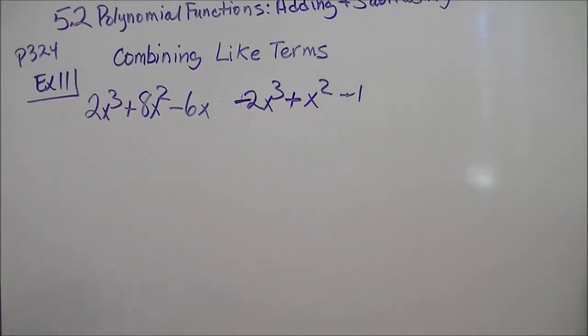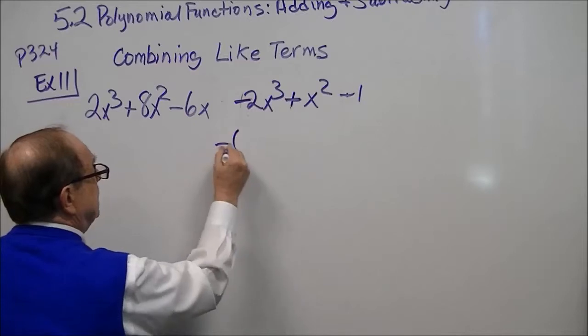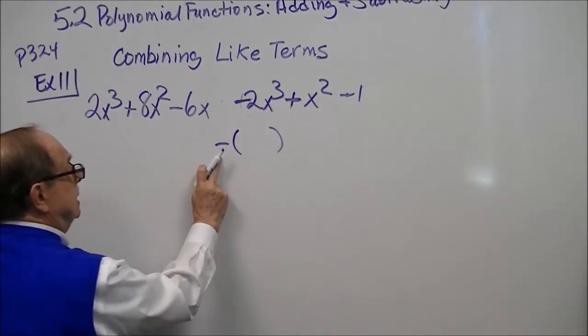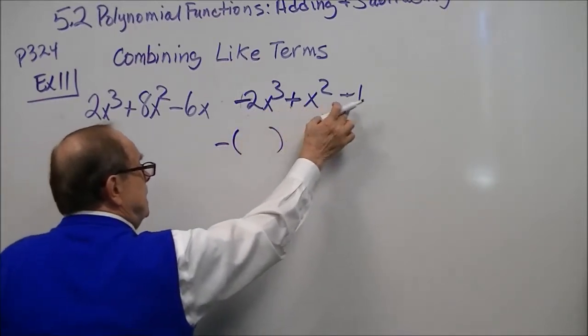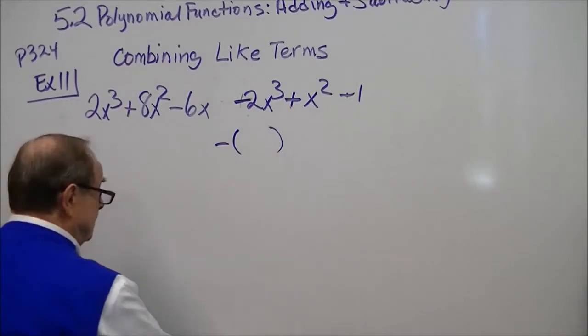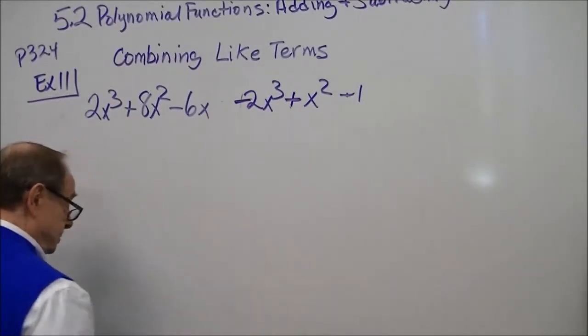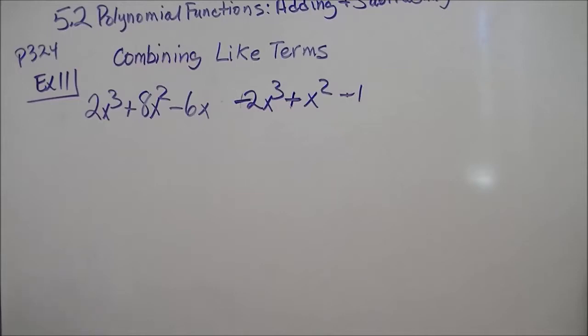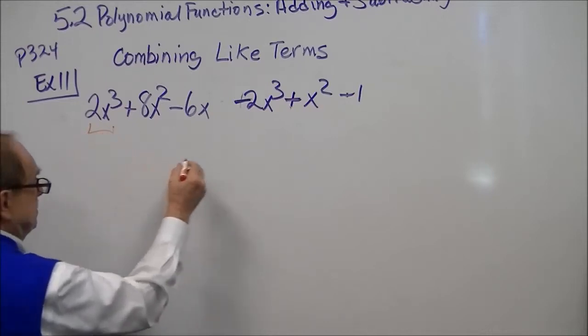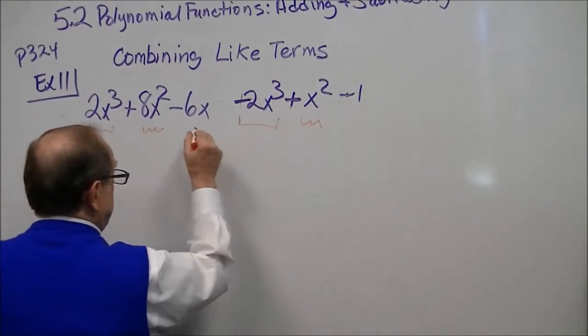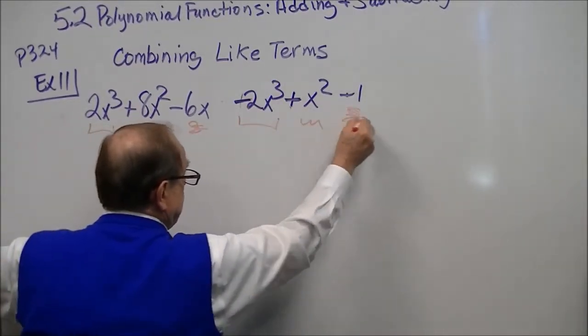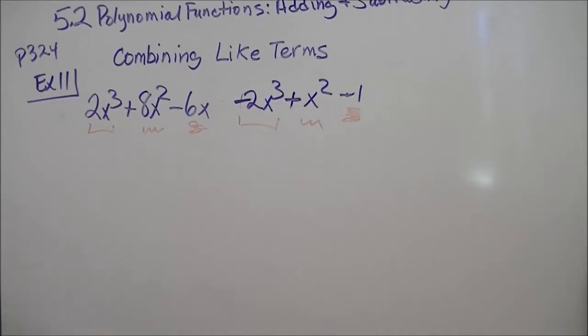So the rule is, if you have a negative in front of a set of parentheses, you take away the parentheses, change all of the signs to each of the terms inside the parentheses, and then you just group like terms. So subtraction is just that little modification. So these are like terms. This is a like term. And that's a like term. So now it's just a matter of adding them up or grouping them.